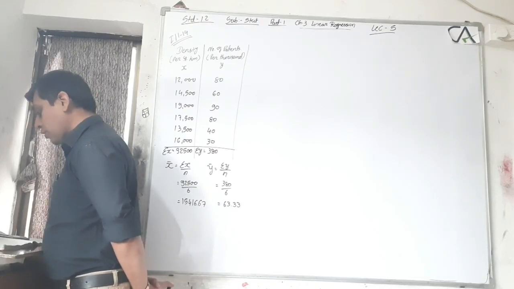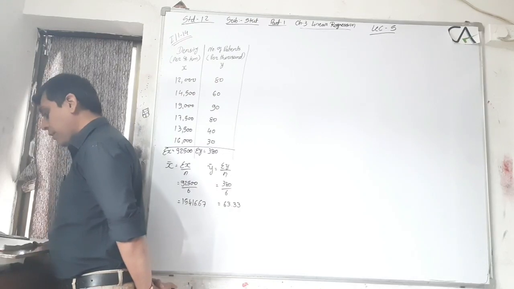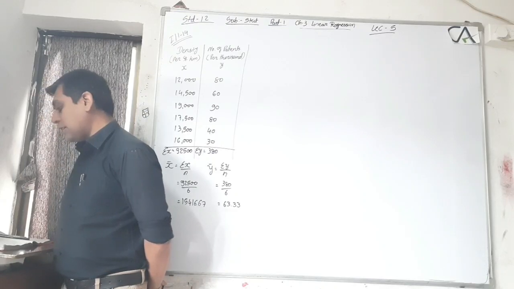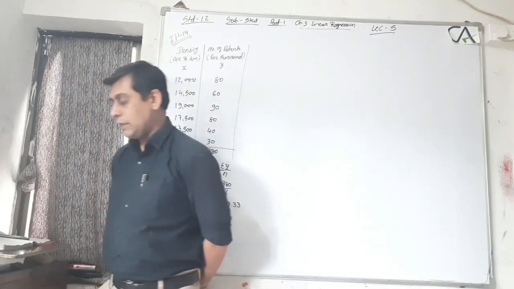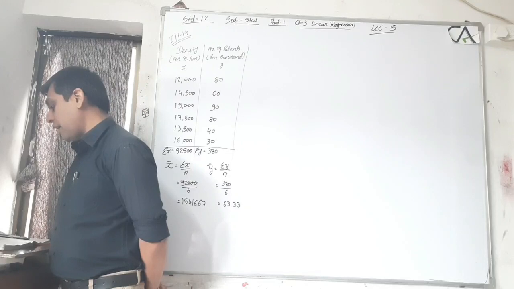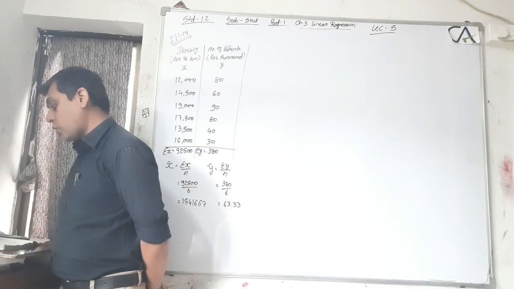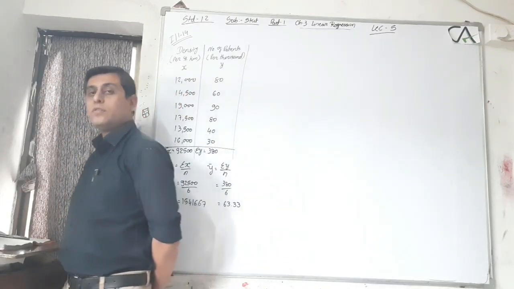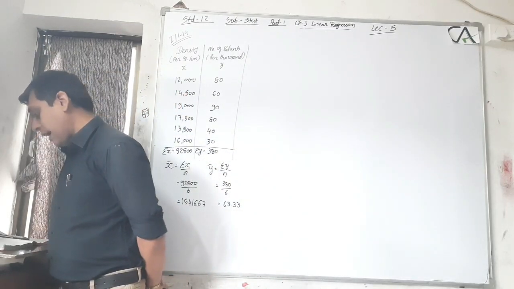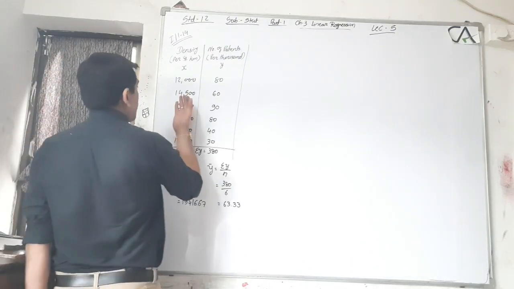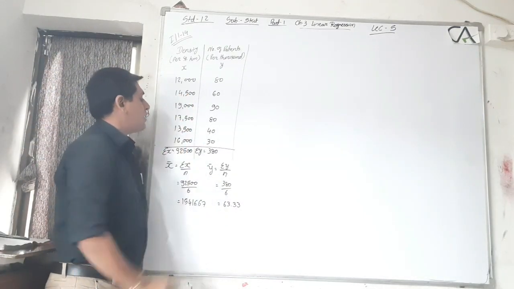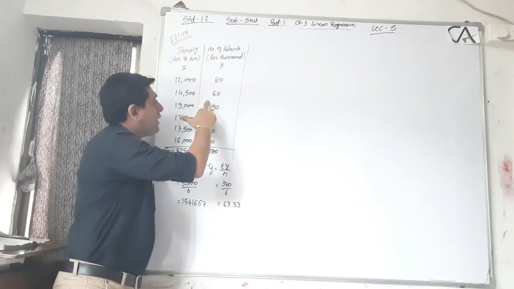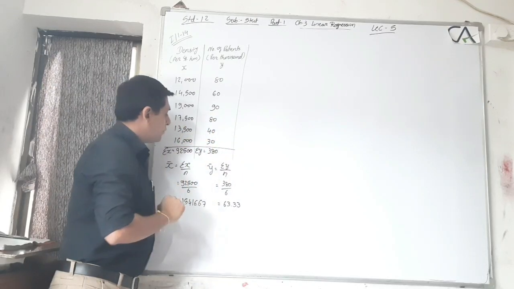In order to study the relationship between the density of the population and the number of persons suffering from a skin disease, the following information is obtained for 6 cities. See, n is equal to 6 cities regarding their density of the population, that is per square kilometer, and the persons suffering from the skin disease per thousand. That is x, and the given values are 12,000, 14,500, 19,000, 17,500, 13,500 and 16,000, and here is your y: 80, 60, 90, 80, 40 and 30.